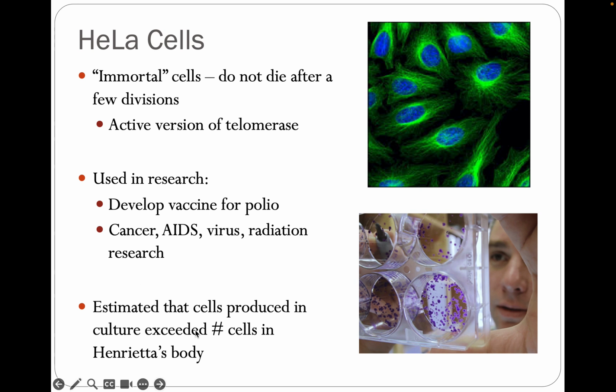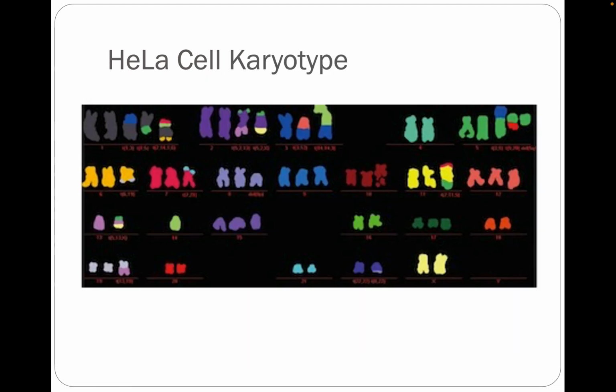And it's estimated that the cells produced in culture by researchers have exceeded the number of cells in Henrietta's own body. Here's a karyotype of the HeLa cells.